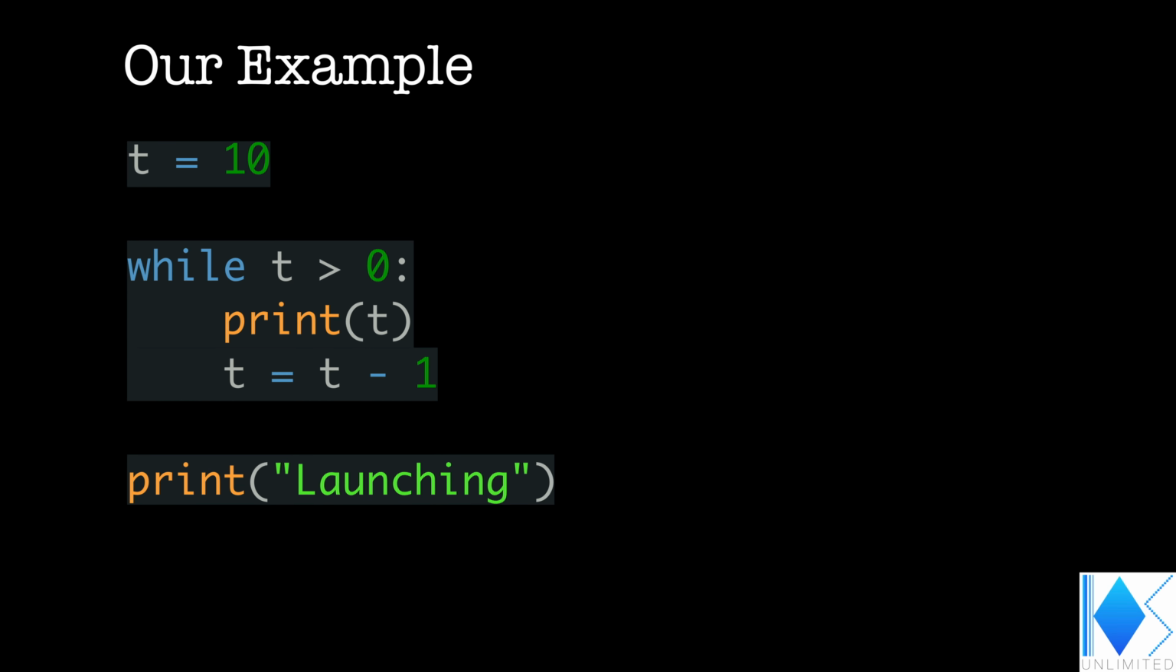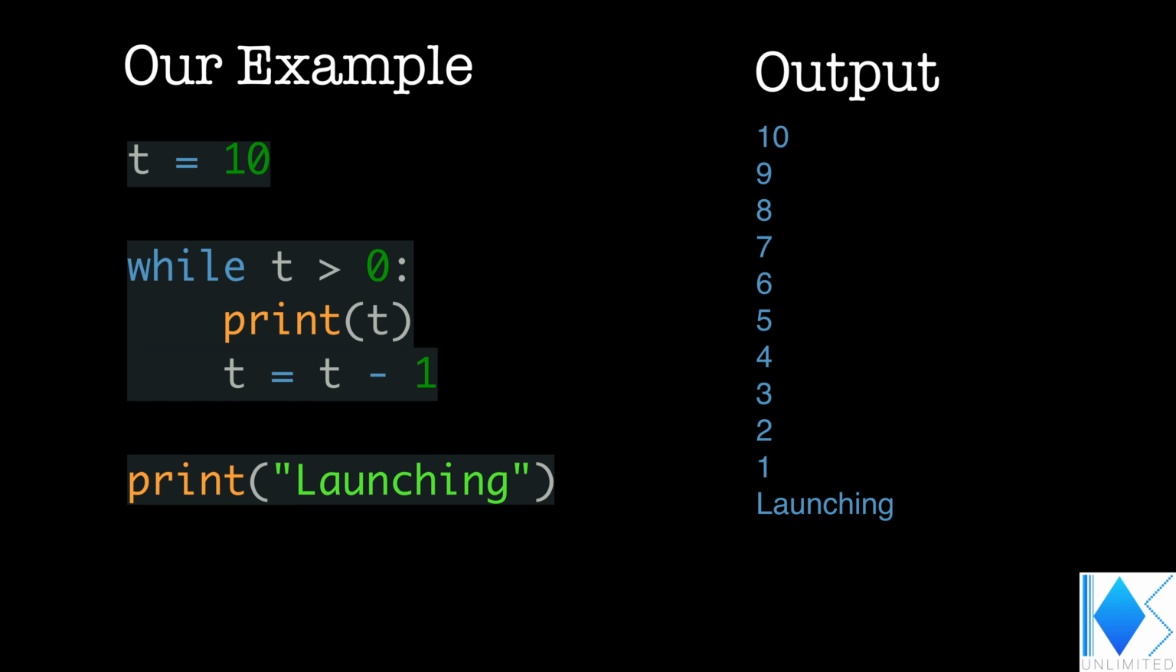This is the code of our example. The output of this code is a countdown from 10 to 1, and then the word launching. The code in this loop runs 10 times, and each time 1 is subtracted from the variable t. When t reaches 1, it is printed out and then decreased by 1, giving a value of t equals 0. The while loop runs only when t is greater than 0. Thus, when t reaches 0, the while loop breaks and the code continues. After the while loop, we have the code to print the word launching.